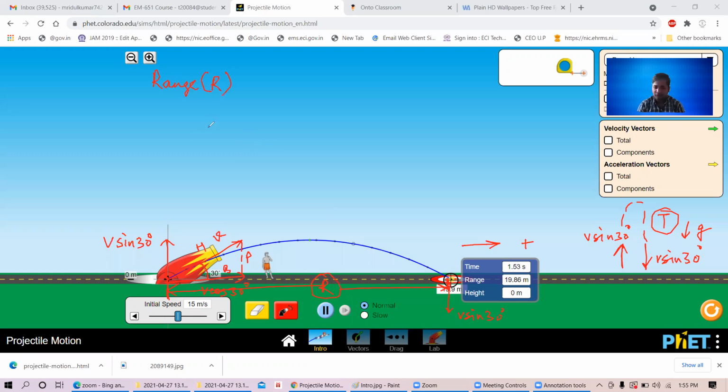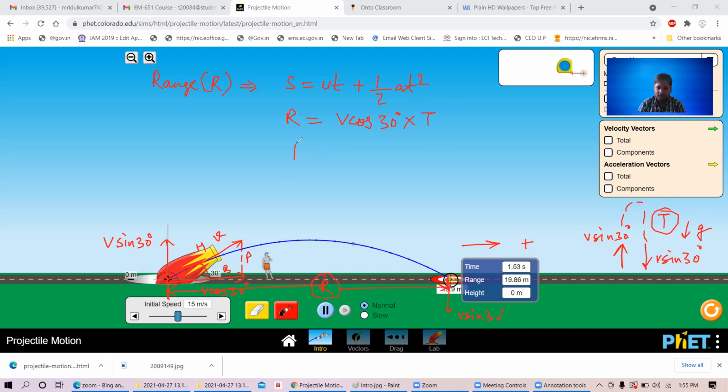So here is the formula for the range. We can derive it as follows. We know that S equals ut plus half at square. This is the basic second equation of motion. In the horizontal direction, we know that the distance covered is the range, and the horizontal direction velocity is v cos 30. And what time is there for the particle to reach this point? So it is the time of flight t.